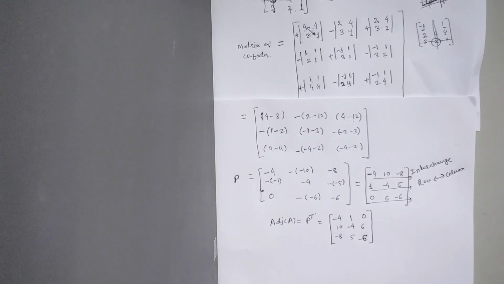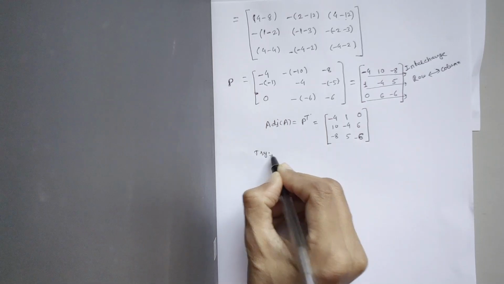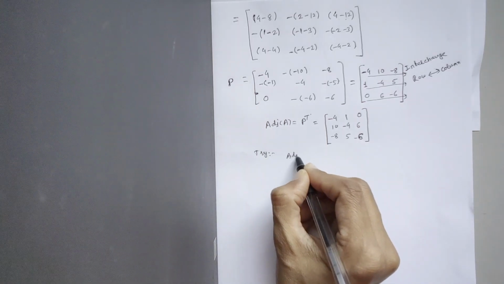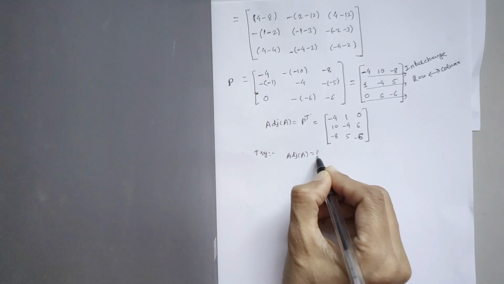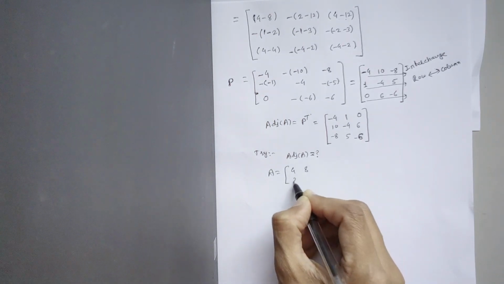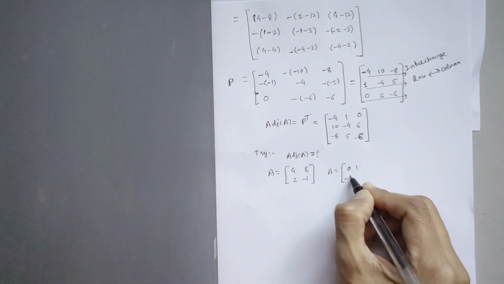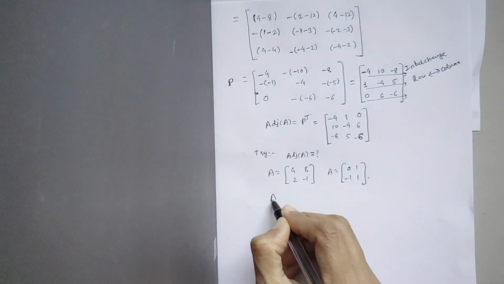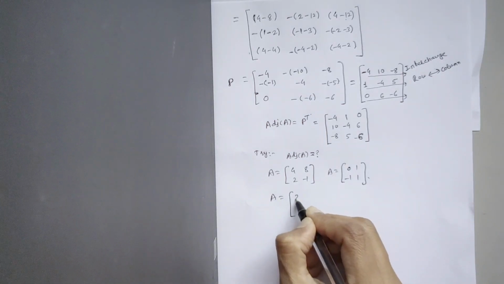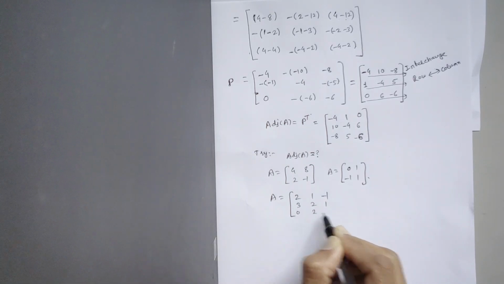I hope you understand it, so just try to find the adjoint of some matrices. Try this example: find the adjoint of A, if A is given as 2, 1, minus 1, 3, 2, 1, 0, 2, 4.